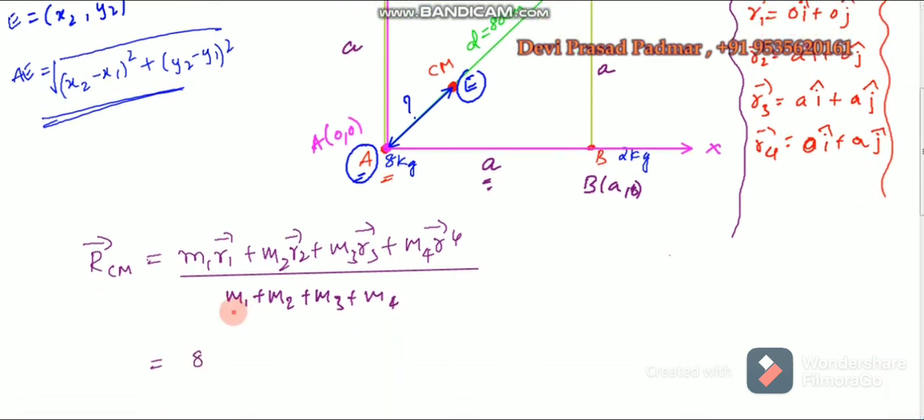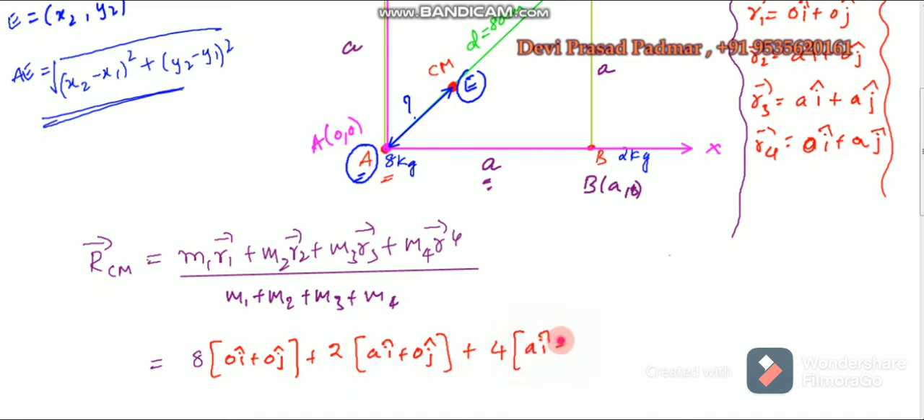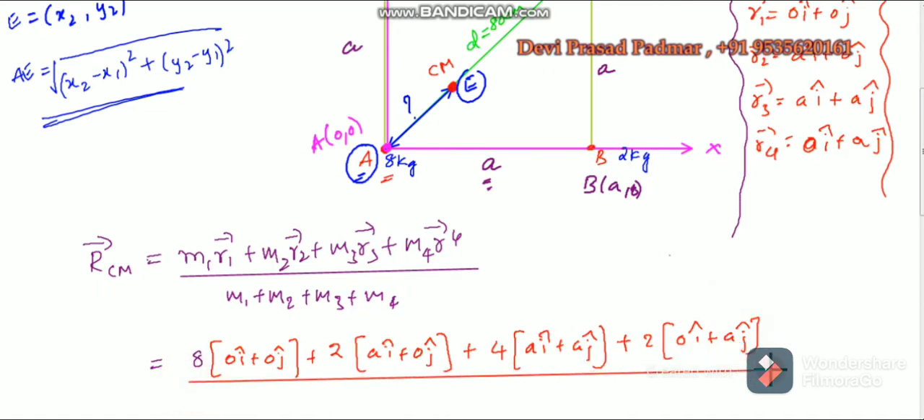So what do you get? 8 into R, 0 i cap plus 0 j cap, plus second one 2 kg, that is a i cap plus 0 j cap, plus 4 kg a i cap plus a j cap, plus again 2 kg, it is 0 i cap plus a j cap, whole divided by total mass. Total mass means 8 plus 2 plus 4 plus 2, it will be 16.